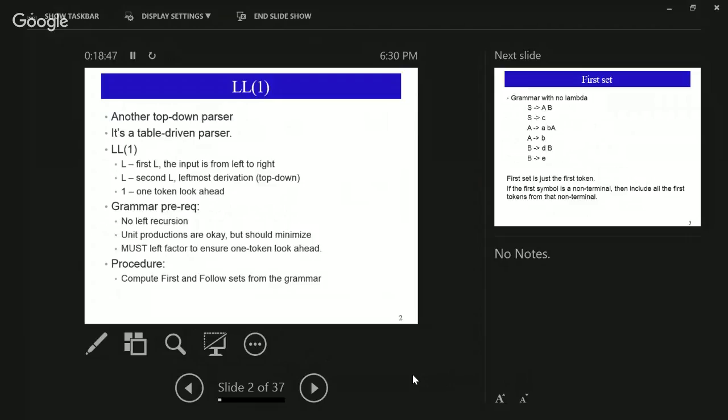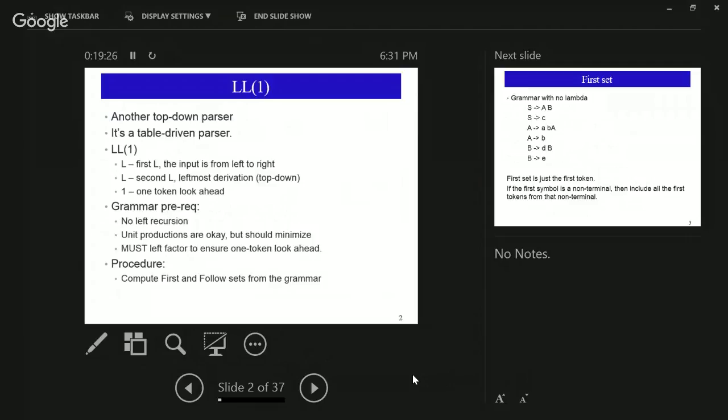Okay, so LL1 is a top-down parser, and it's strictly one token lookahead. That means you must left factor everything in order to use LL1. And what are the prerequisites for the grammar? No left recursion, just like recursive descent. Unit productions are okay if you can minimize them. Great, a little bit more efficient. Lambdas we can deal with. We have a way to deal with the lambdas, but you must left factor to ensure that's one token lookahead. Okay, that's a must. And how we do it is we compute what's called the first and the follow sets.